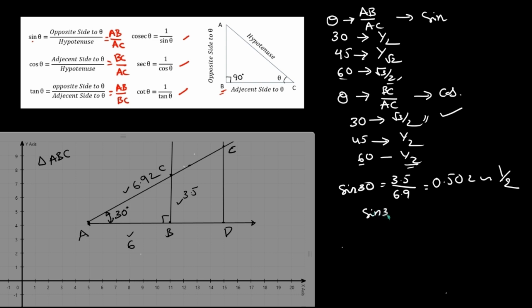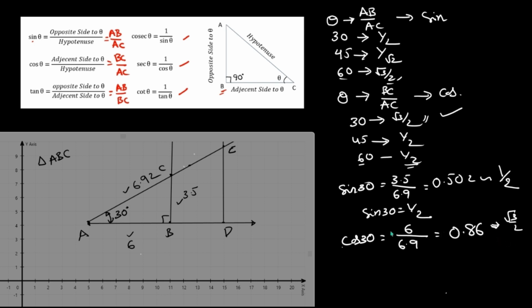Similarly, if you do it for the cos 30, cos 30 is the adjacent side to the angle, right? That is AB by hypotenuse. What is the adjacent side? It is 6, right? So 6 by, what is the hypotenuse here? 6.9. Okay, so if we do it here, we'll get around 0.86, right? This value is almost equivalent to √3/2, okay? This 0.86 is √3/2. You can check with your calculator.